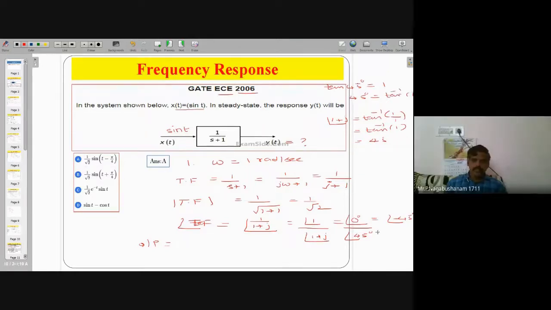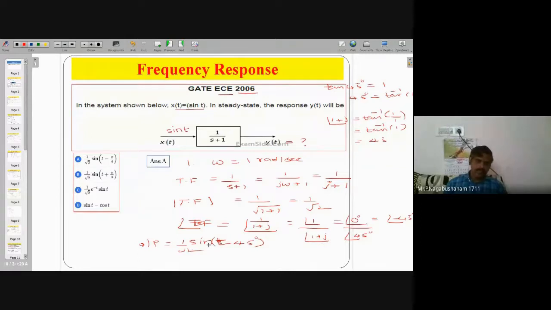So I got the transfer function magnitude and the transfer function phase angle. Output equals input times the transfer function. What is the input? Input is sin t. Then multiply by the magnitude 1 by root 2 and add minus 45 degree to the t. That's all. Output is 1 by root 2 sin (t minus 45 degree). 1 mark I will ask, 100%.